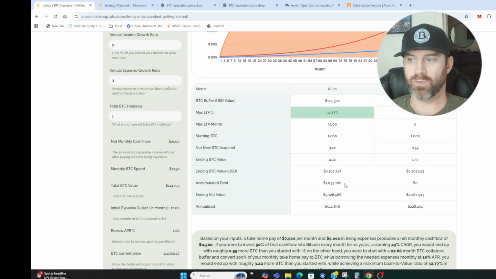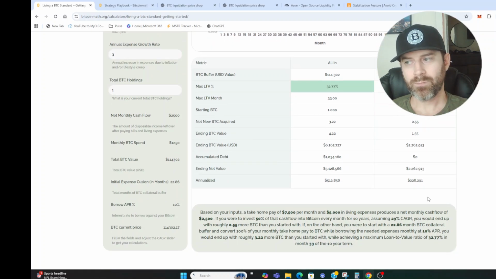And then sure, you've got to pay a $1 million loan, or you've accumulated $1 million in debt, or you've paid $1 million in interest, however you want to think about this. But your ending net value is roughly $5.1 million versus $2.2 million if you were to just do a standard DCA model after accounting for expenses.